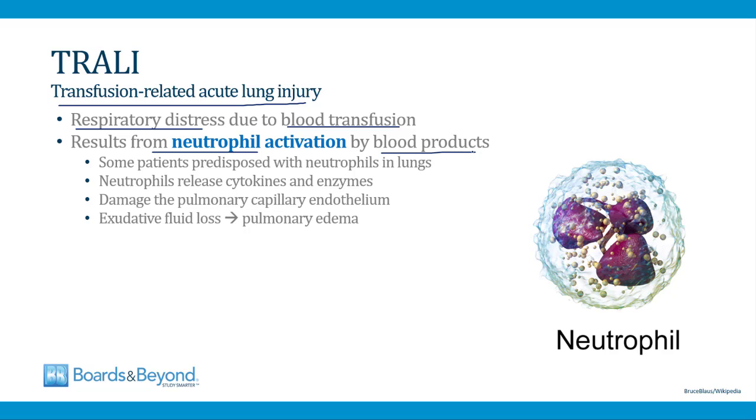For reasons that are incompletely understood, some patients are predisposed to TRALI because of the neutrophils in their lungs. In response to a blood transfusion, these neutrophils release cytokines and enzymes, and these damage the pulmonary capillary endothelium, causing exudative fluid loss and pulmonary edema, and that leads to respiratory distress.